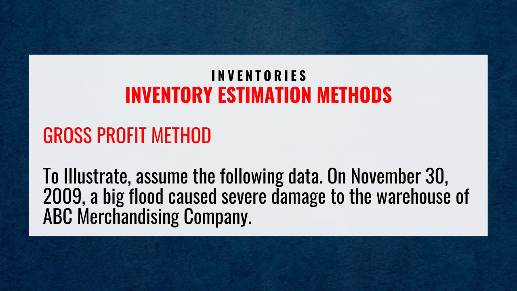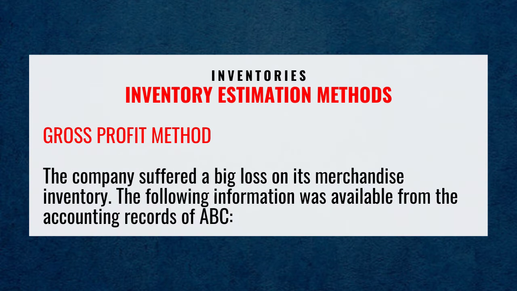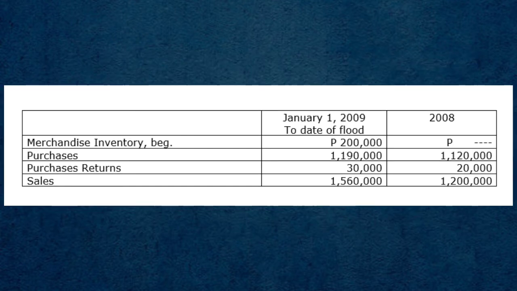On November 30, 2009, a big flood caused severe damage to the warehouse of ABC Merchandising Company. The company suffered a big loss on its merchandise inventory. The following information was available from the accounting records of ABC. Merchandise inventory, beginning January 1st, 2009 to date of flood, 200,000 pesos. Purchases, January 1st, 2009 to date of flood, 1,190,000 pesos.